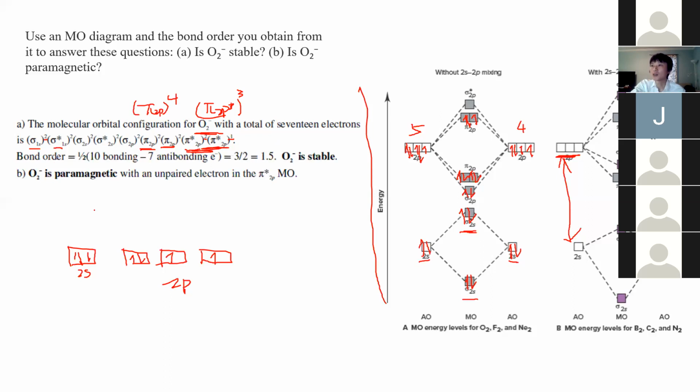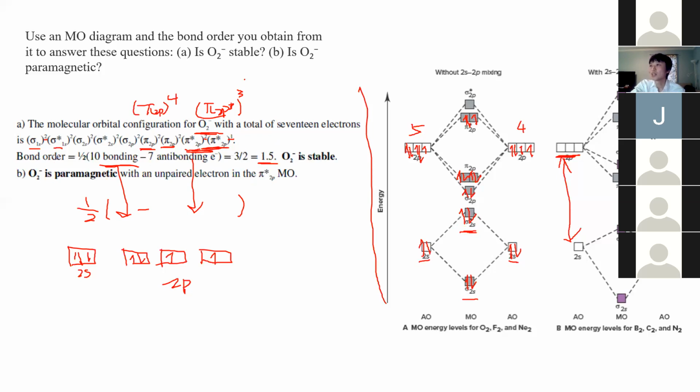So remember, bond order is 1/2 times the number of electrons in the bonding orbitals, those without the star notation, minus the number of electrons in the anti-bonding orbitals. In this case, we have 10 in the bonding, 7 in the anti-bonding. So the overall bond order is 1.5.